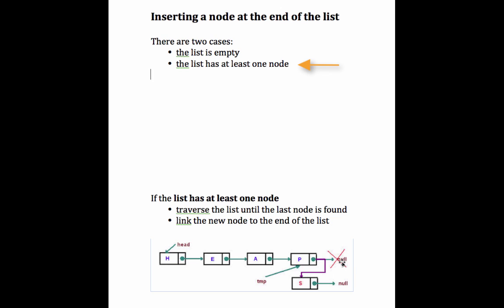How do we insert a new node at the end of this list? Well, we have to find the end of the list. And to find the end of the list, we're going to use an external reference called temp.